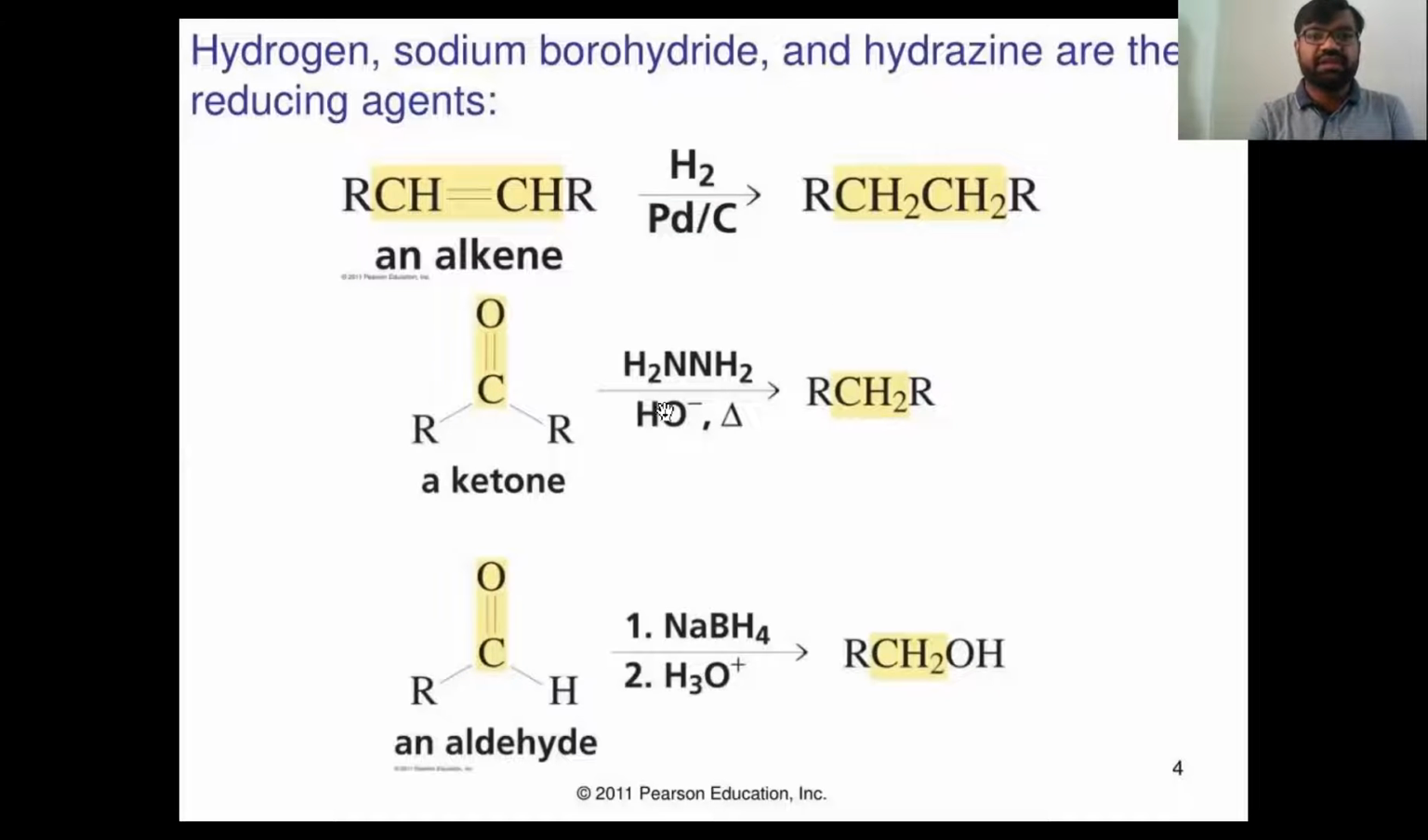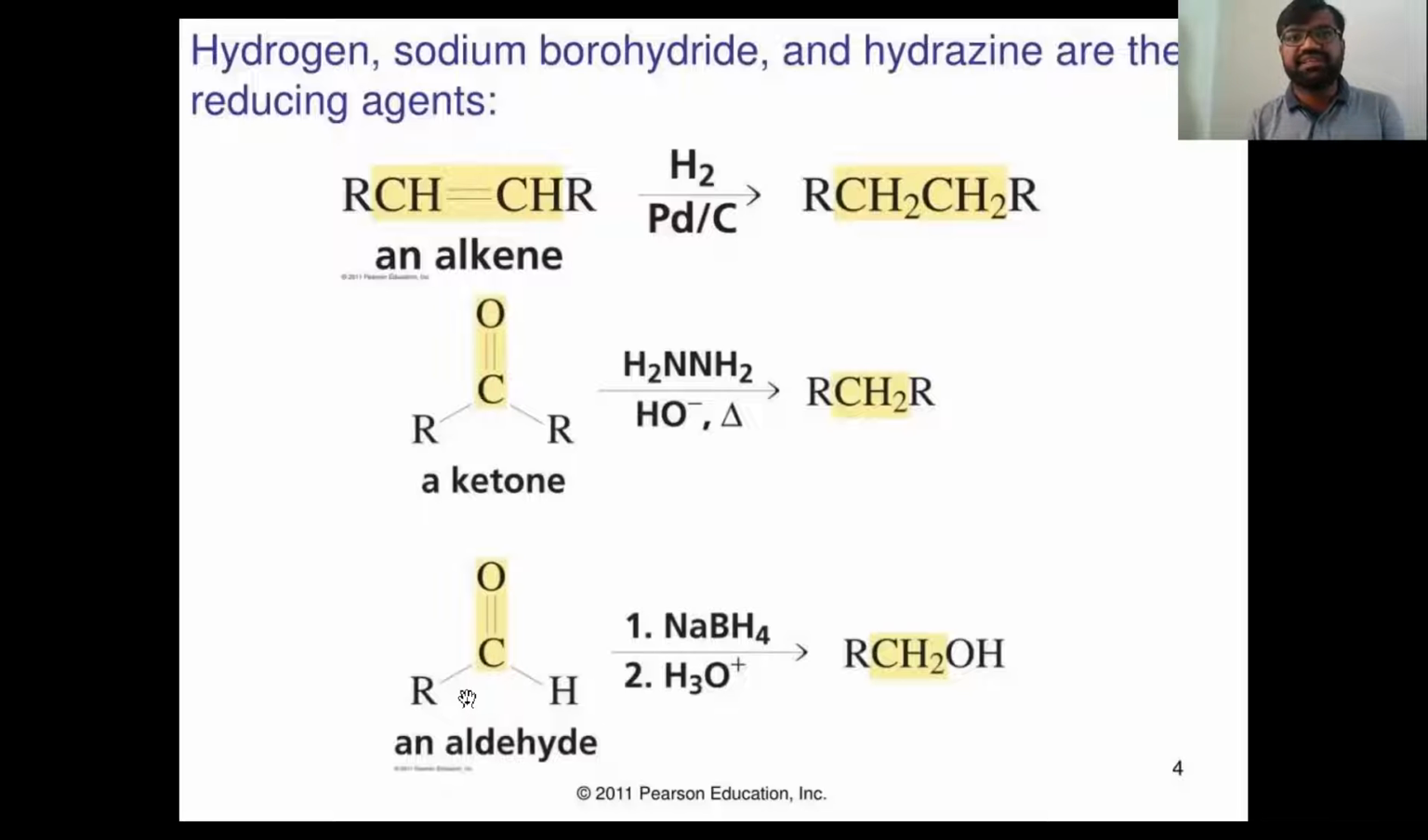If we add hydrazine, NH2NH2, to a ketone, RCOR, then it will form this substance, a dialkyl methane, or we can call it a reduced ketone, that is alcohol.